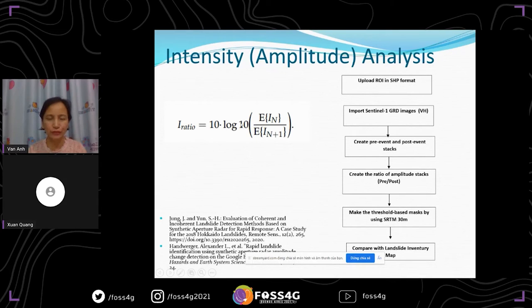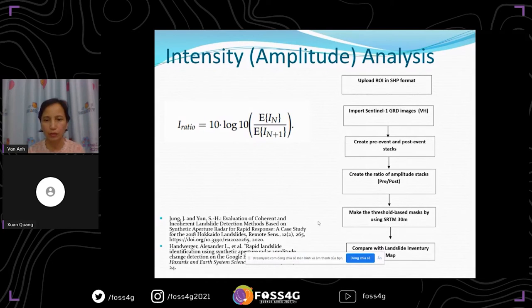And this is the reference from two papers. Using the time before and after one event, that means the event we collect is the rainy season. That means before and after the rainy season, we select the images and import them into the code, create the ratio of the amplitude stack pre and post, and make a threshold based on a mask using SRTM 30 meter.